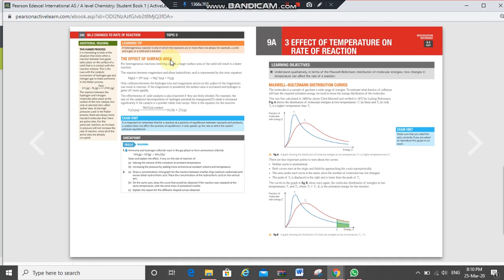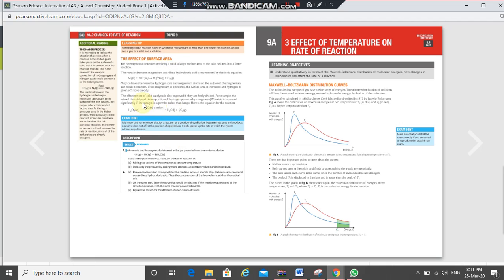It means having more solid surface area, the gas or the solution particles will have more area to react. So the number of collisions and successful collisions will also increase.